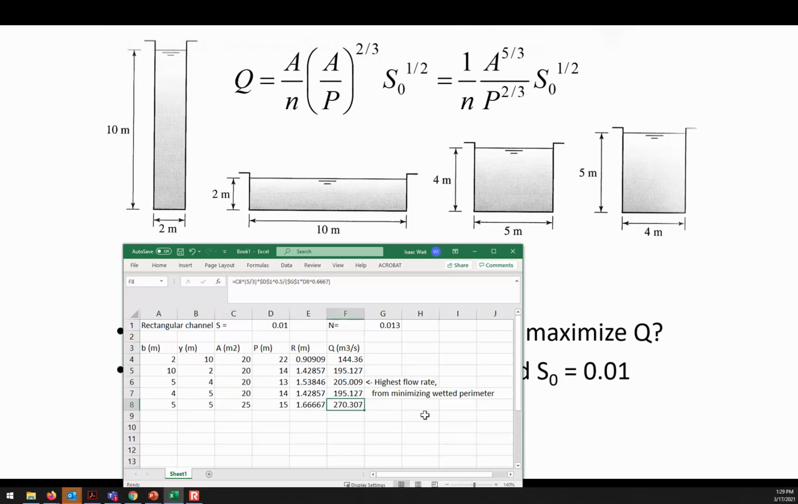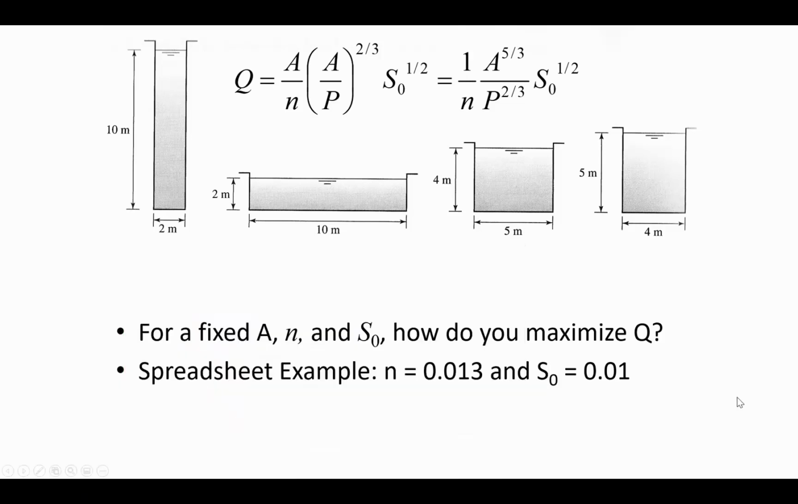Yeah, 270. But the key thing about all of these examples was, let's just assume that we are going to be excavating 20 square meters. So how does the shape affect the flow conveyance for a certain cross-sectional area? Good question. All right. So here are wetted perimeters, and the best one was the one with the flow rate with the least wetted perimeter.